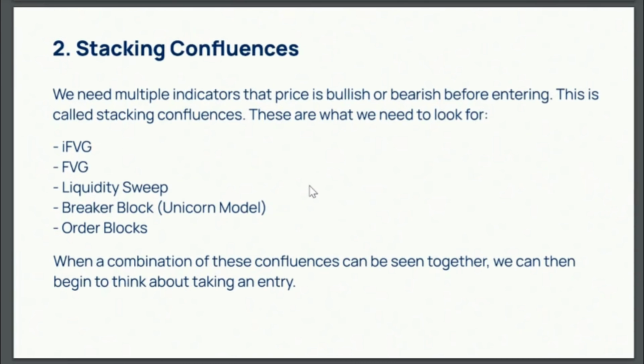So this is basically what I base my full trade and strategies and trade ideas from, is the idea of stacking confluences. Now what this means is that you want to have as many things as possible telling you that a price is either bullish or bearish, and then that's when you can take your entry. So you've got inverted fair value gaps, liquidity sweeps, breaker blocks, in particular the unicorn model, and order blocks. The idea is you need to combine as many of these as you can in the market to give you a good idea of where and when to enter your trade and in which direction.